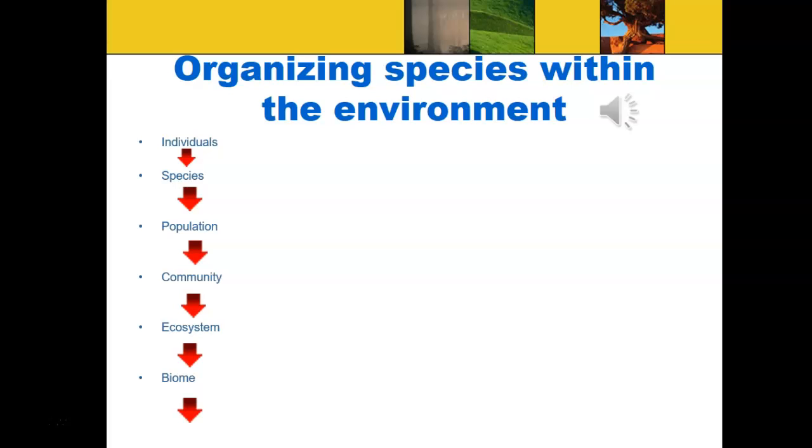All of the different ecosystems that have the same types of climate, the same types of living things that exist in them, are called biomes. And then finally the biosphere, which would be our planet, the thing that holds all of the different biomes. So going from smallest to largest.